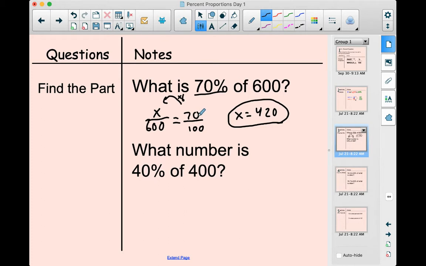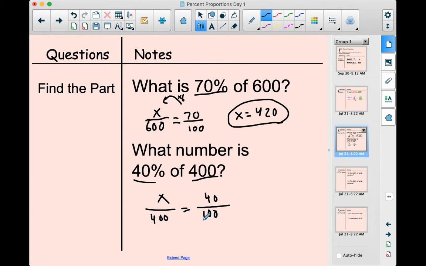I'm sorry, 42,000, not 4200. All right, let's try another one. What number is 40% of 400? Okay, so I'll set up my proportion. This is 100 as always. I know the percent is 40. And again, I'm finding some percent of 400, so 400 is the whole number here. I don't know the percent.